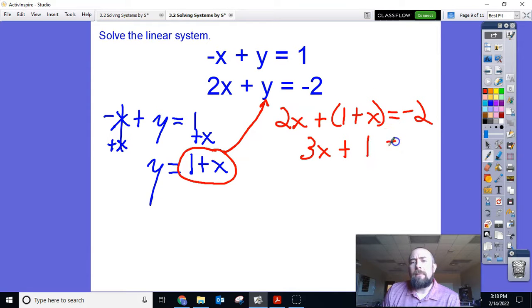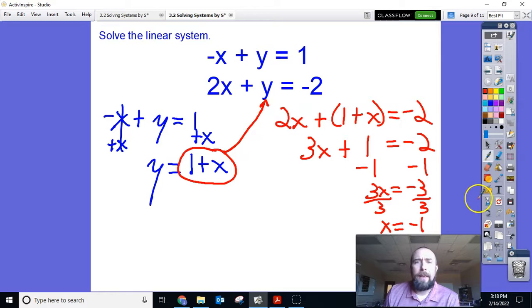The plus 1 is right here, and I have a negative 2 on the other side. 2x plus 1x is 3x, plus 1 equals negative 2. Then I just solve this just like I normally do. I subtract 1 on both sides. That's going to give me 3x equals negative 3. I divide by 3 on both sides, and that gives me x is equal to negative 1. Now think about that. That is one of my answers.